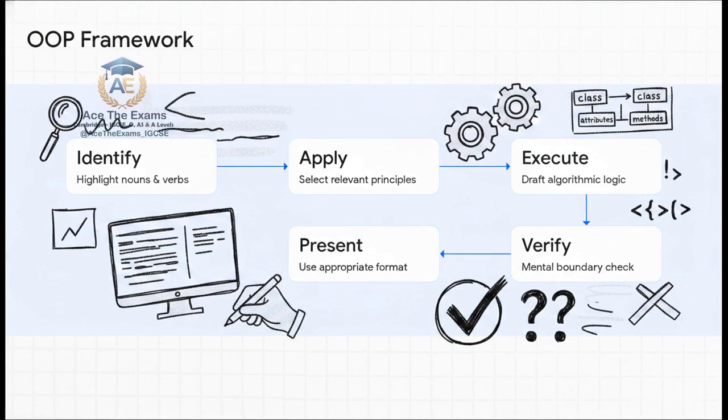Listen, before you write a single line of code, you need to highlight the nouns and verbs in the prompt. The nouns, those become your classes and attributes. The verbs, those become your methods. It is literally a cheat code hidden in plain sight.